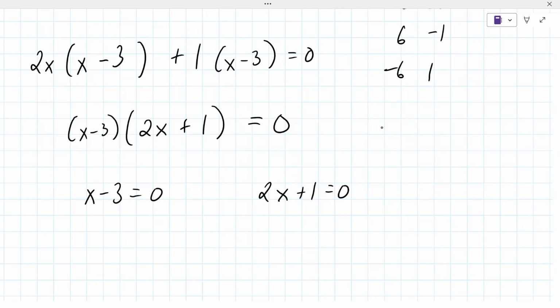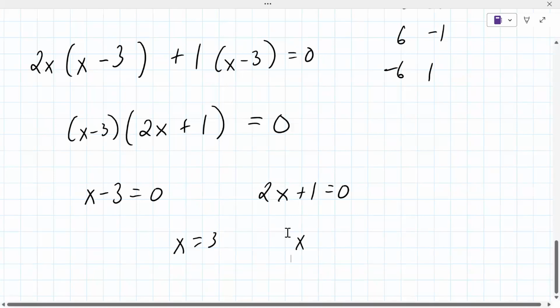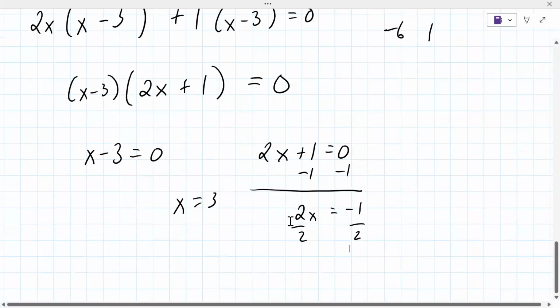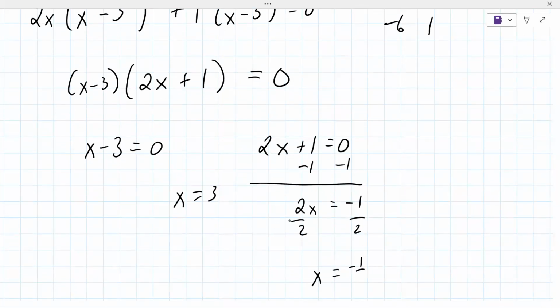Is it 3 and then 1/2? Okay, how do you undo +1? By subtracting 1. Yeah, so that makes it negative. You got 2x equals -1, divide by 2, divide by 2, and x equals -1/2. So 3 and -1/2.